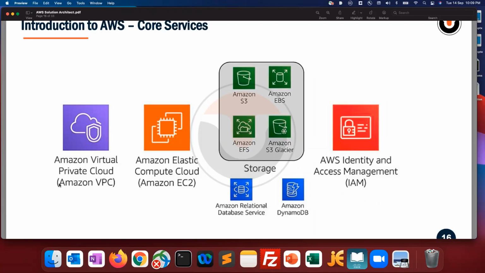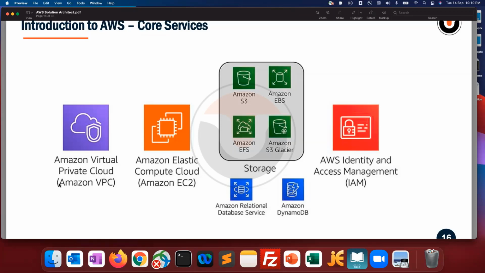So assigning IP addressing, internet access, all those settings, networking related tasks is done by the VPC service. All your virtual machines are hosted by the Amazon EC2 service. What is EC2? Elastic Compute Cloud. Then you have storage services. Storage has multiple services: S3, Elastic Block Storage, Elastic File Storage, S3 Glacier, and so on.